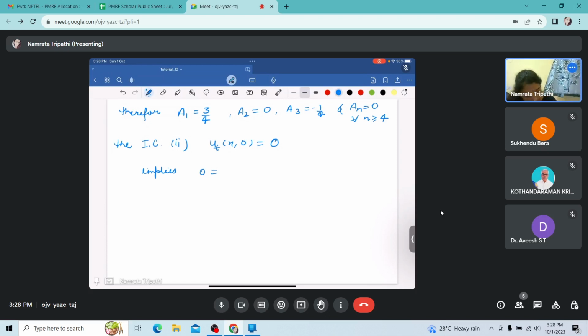So can we write, after differentiating partially with respect to t and applying the condition, means putting t equals 0, then we will get cnπ/L b_n sin(nπx/L). Fine.